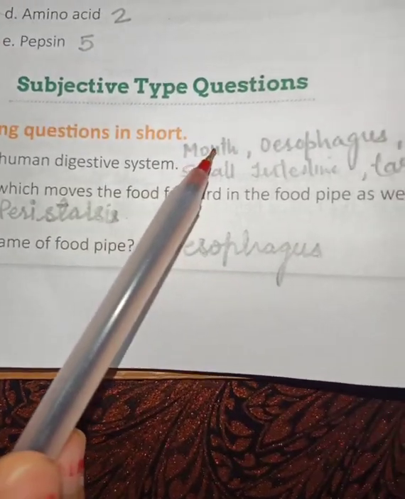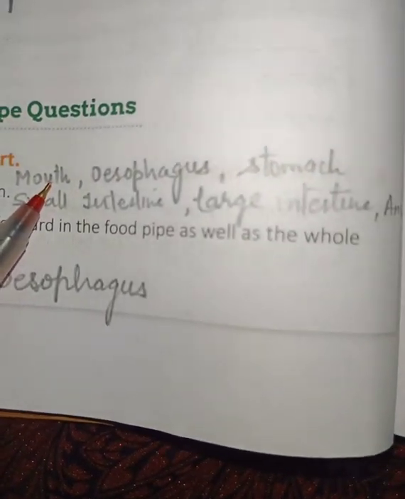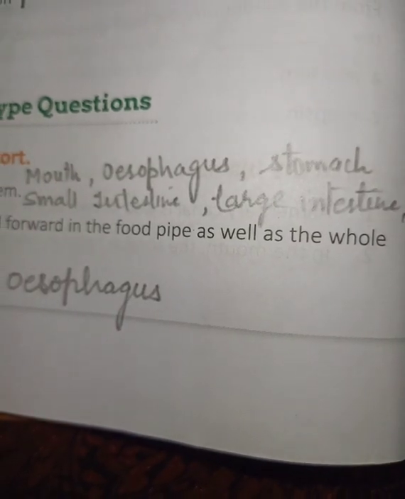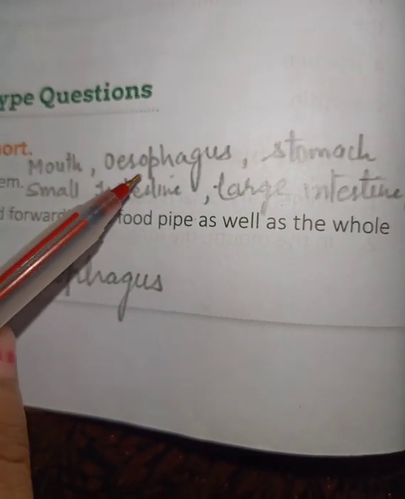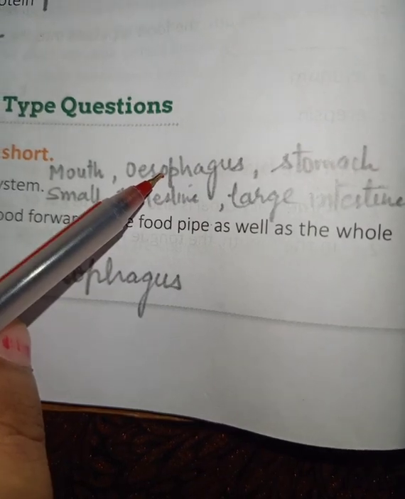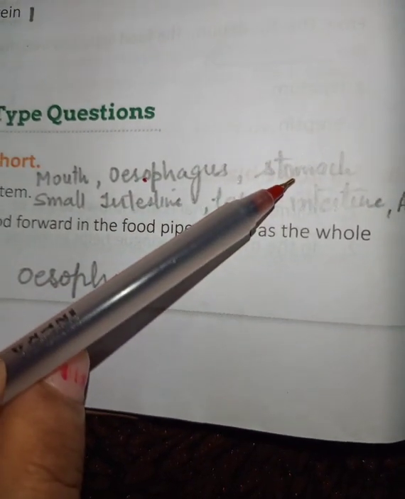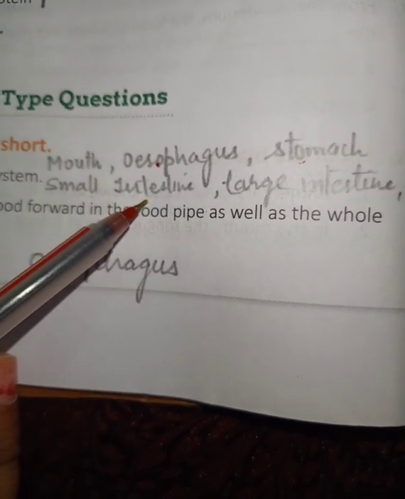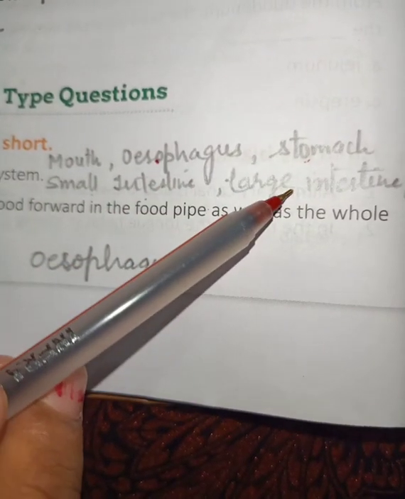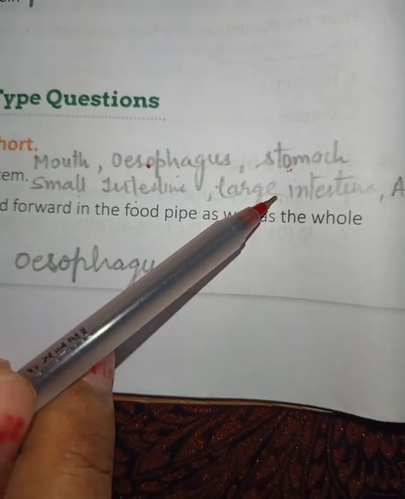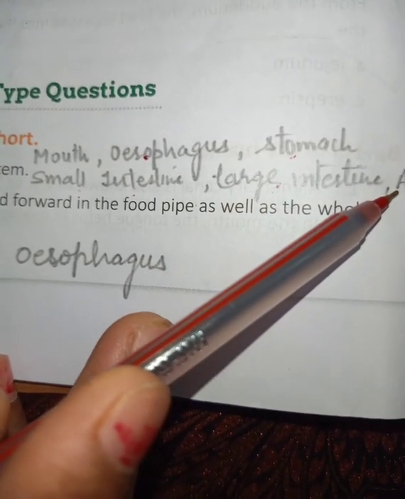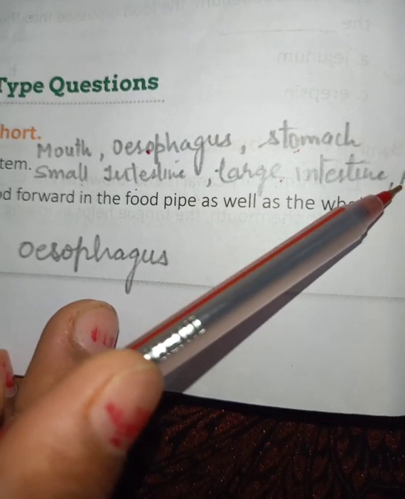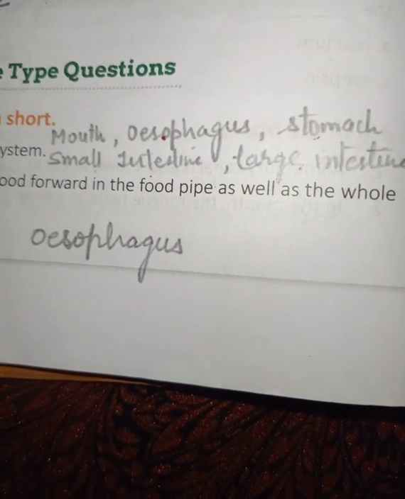Then you will write number 1, mouth. Number 2, esophagus. Number 3, stomach. Number 4, small intestine. And number 5 is large intestine. Number 6 is anus. Is that clear, children? I am repeating it again.